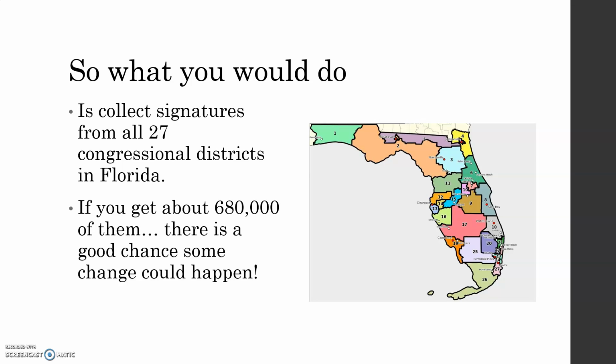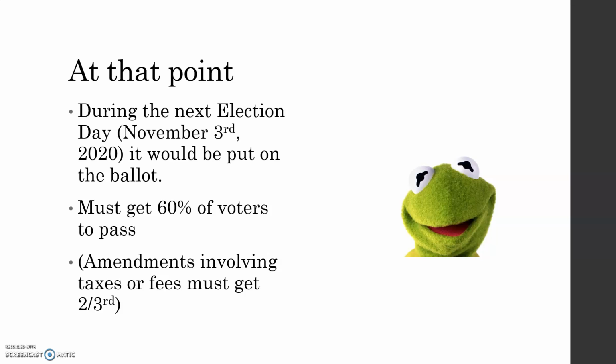Anywho, what would you do if you wanted to pass that amendment? You would go around the 27 congressional districts and collect signatures from each and every one. You get 680,000 of them, there's a good chance some change could really happen. But it doesn't mean those 680,000 signatures get the amendment passed. All that does is put it on the ballot. Then on your next election day, and this is the biggest thing with Florida amendments, you guys decide if that amendment will pass. So if we started an amendment right now and got the 680,000 signatures, we would be able to put it on the ballot, but we wouldn't vote for it until November 3rd, 2020. At that point, you must get 60% of the vote to pass that amendment. And if it involves taxes, according to the Florida Constitution, you need at least a 2/3 vote.